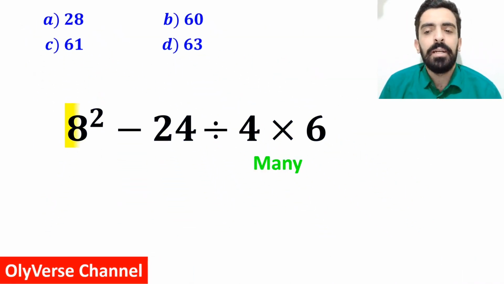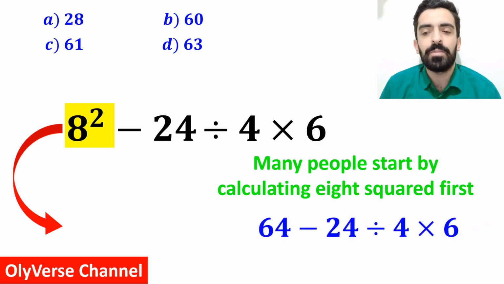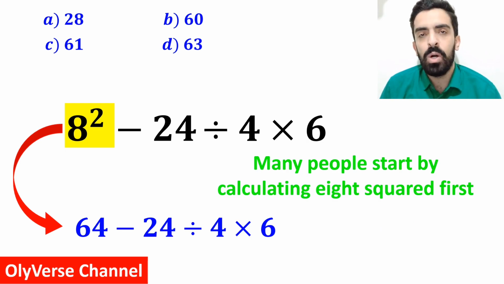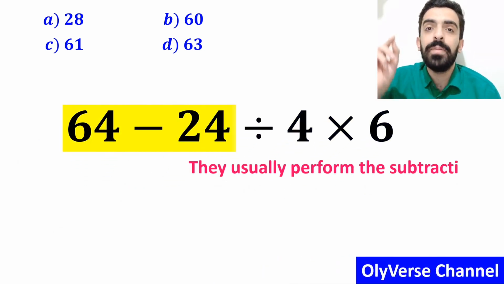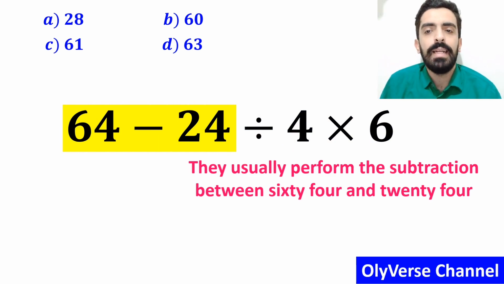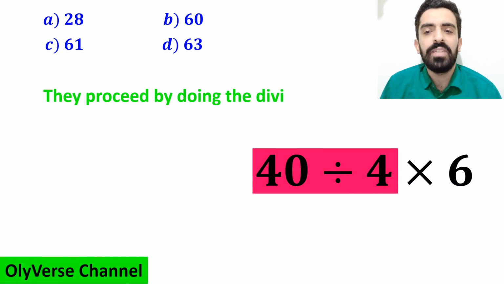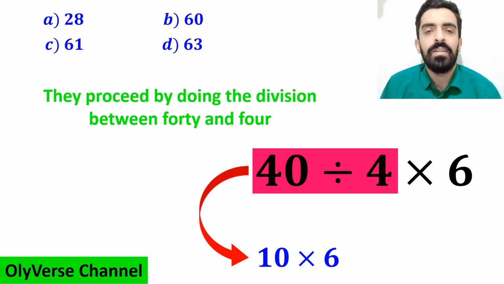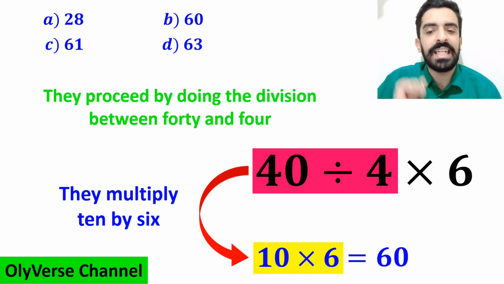To solve this question, many people start by calculating 8 squared first, and instead of the original expression, they rewrite it as 64 minus 24 divided by 4 multiplied by 6. In the next step, they usually perform the subtraction between 64 and 24 and simplify this expression to 40 divided by 4 multiplied by 6. Then, they proceed by doing the division between 40 and 4, which gives them 10 multiplied by 6. And finally, they multiply 10 by 6, which ends up with the answer 60.